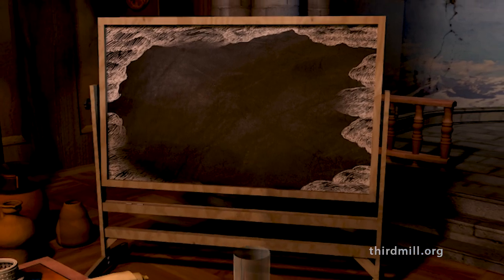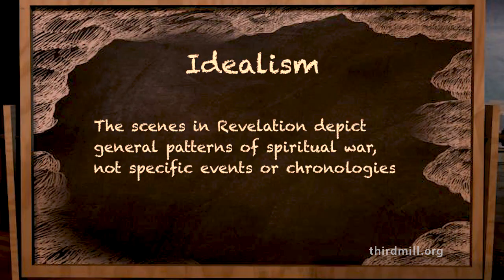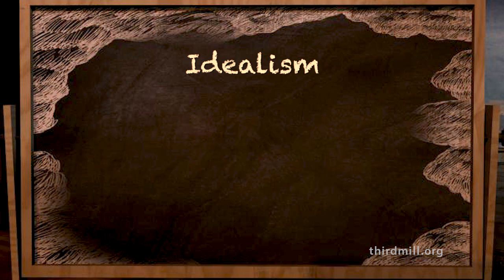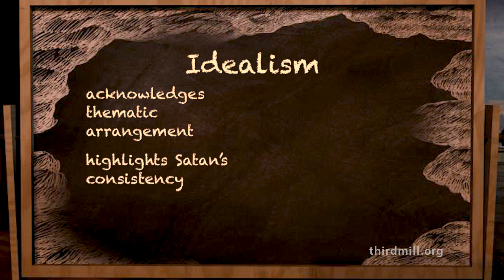Instead of claiming that Revelation depicts events from one time period or another, idealism holds that the scenes in Revelation depict general patterns of spiritual war, not specific events or chronologies. Like the other common strategies, idealism provides some valuable insight. It acknowledges the thematic arrangement of some prophecies in the book of Revelation, and it highlights the fact that Satan's methods are fundamentally consistent throughout history, making them rather predictable.